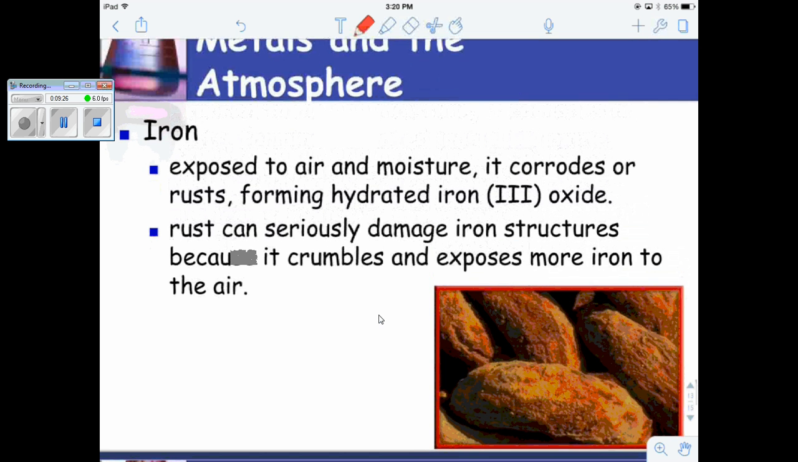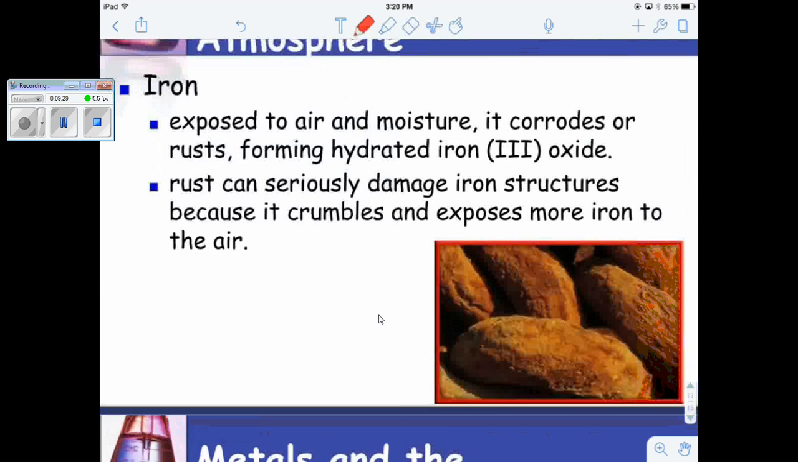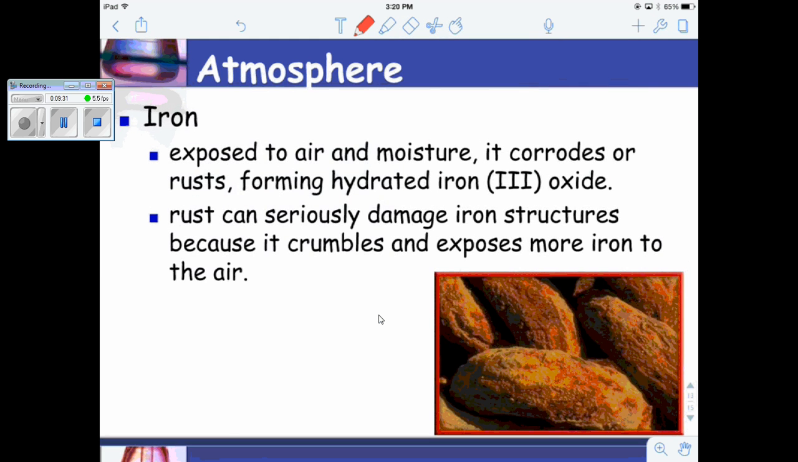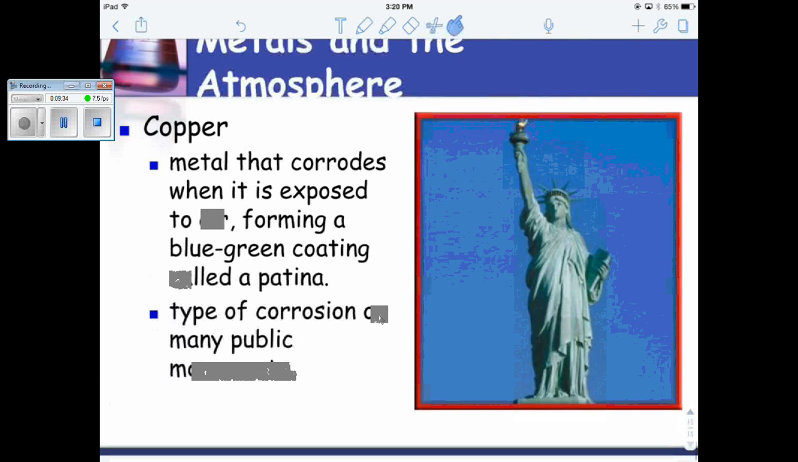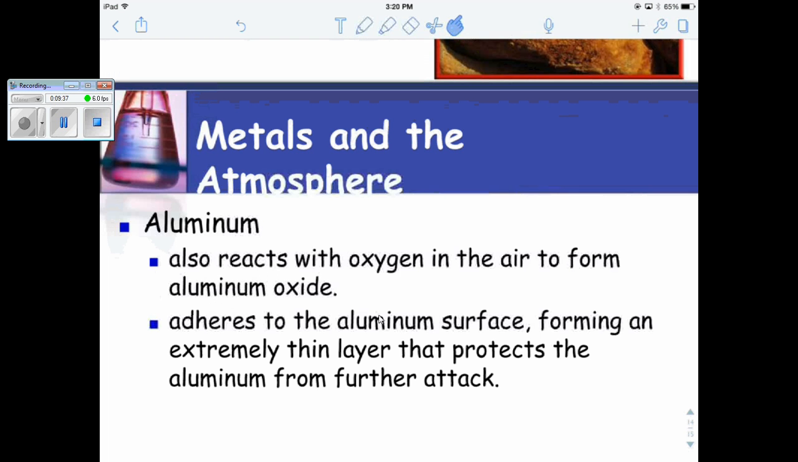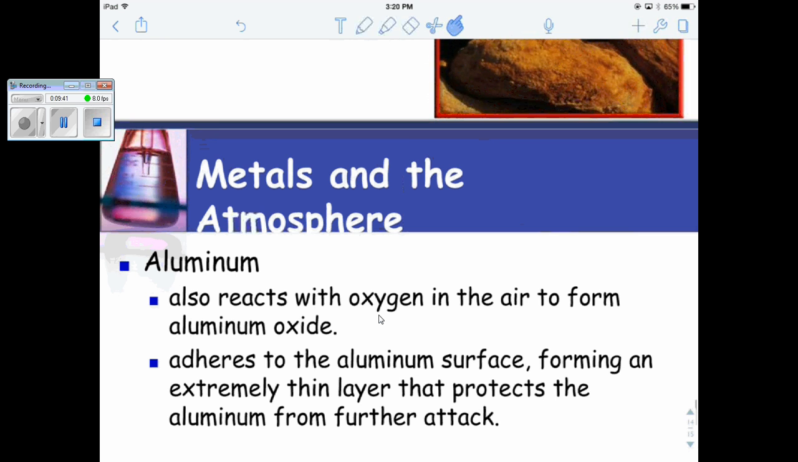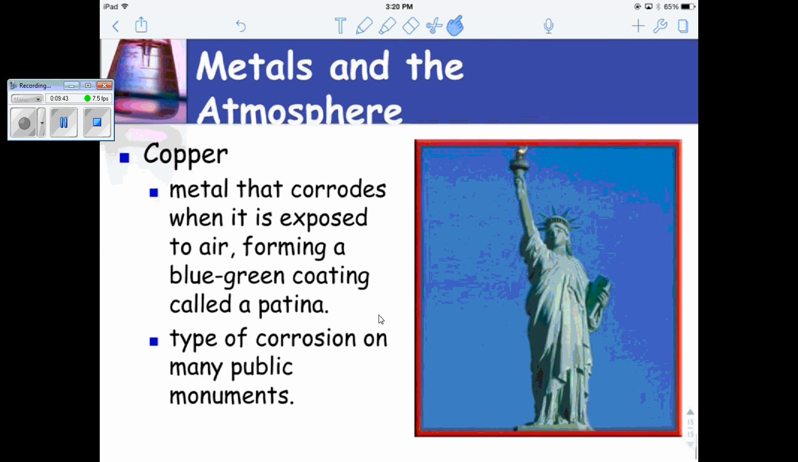Metals in the atmosphere. I don't know if we're going to talk about this much. Yeah, we're not going to talk about iron oxide, and I don't think we're going to even bother talking about this. Aluminum. Yeah, we're going to skip this.